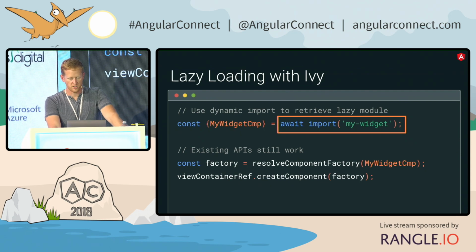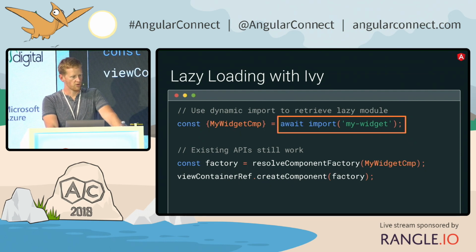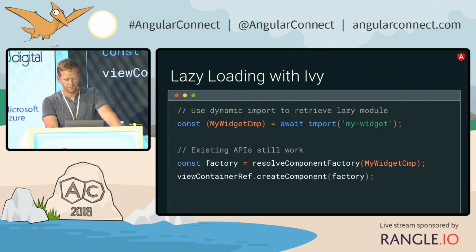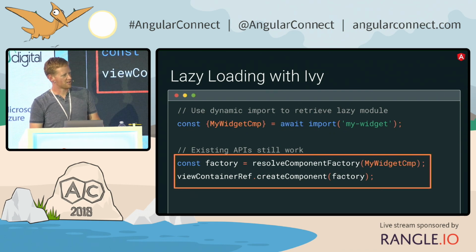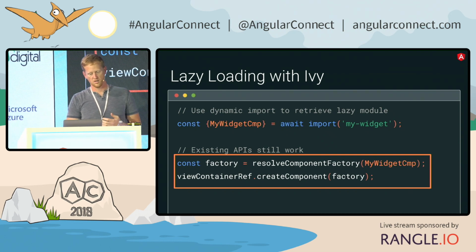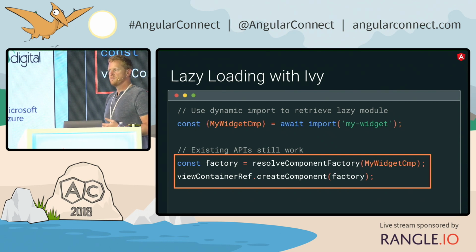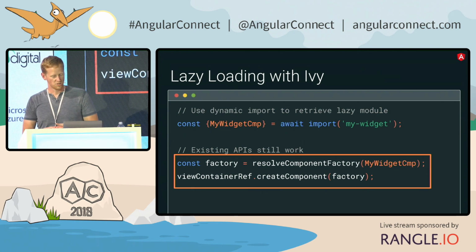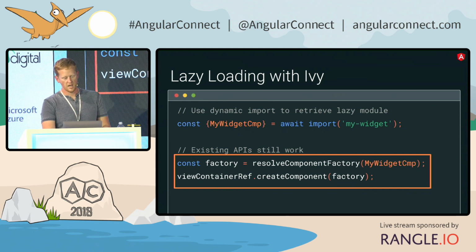So this would be the first thing we would do in order to enable lazy loading with Ivy, standard APIs. And then I think Alex also showed this. We're going to have to get access to or resolve the component factory. In Ivy world, this is very simple, and it can be simplified in the future. For now, we would use the existing APIs. And we're going to use ViewContainerRef to create the component.